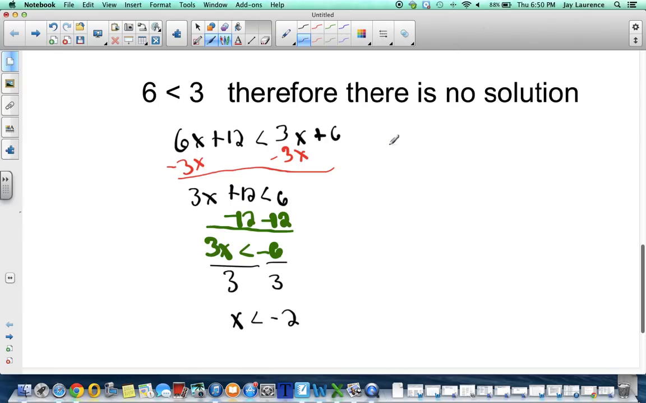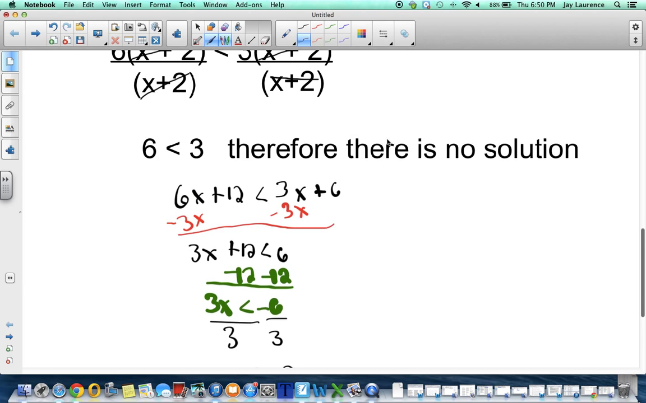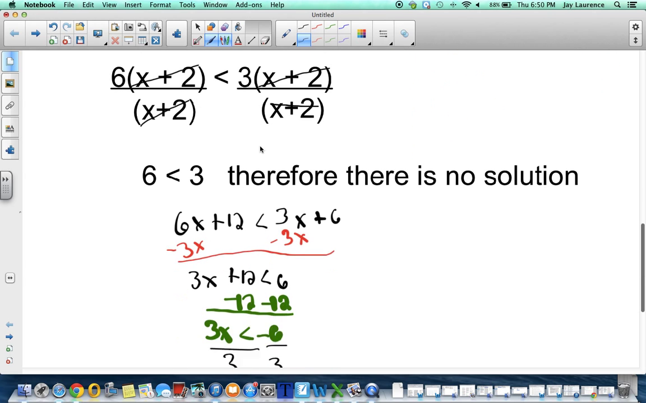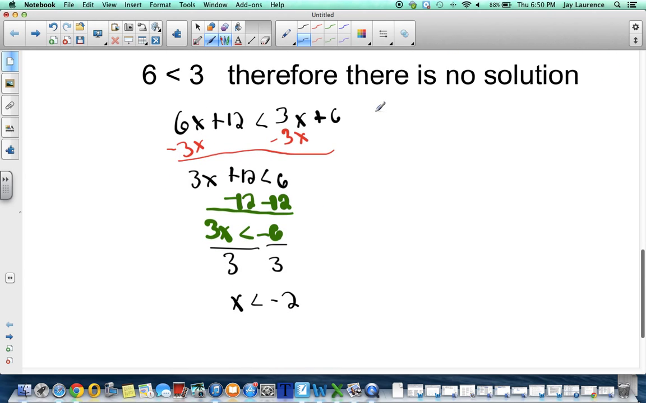So my solution set is not no solution. There actually are numbers that make it true. In fact, if we had thought of it, we could have tested with some numbers. We could have put in, say, a negative 3 for x, and we would come up with a true statement. If you want, ask me about that in class tomorrow, and we'll demonstrate it. Now, the solution set would be x is any real number such that x is less than negative 2. All right?